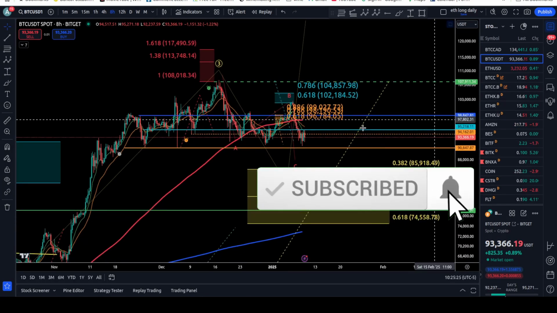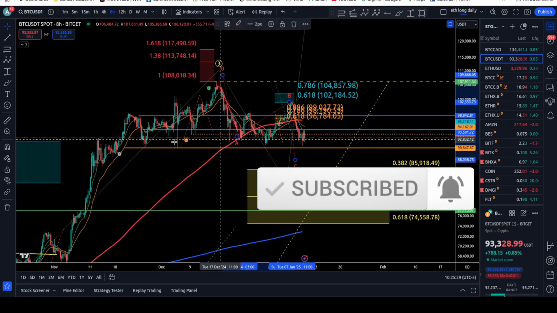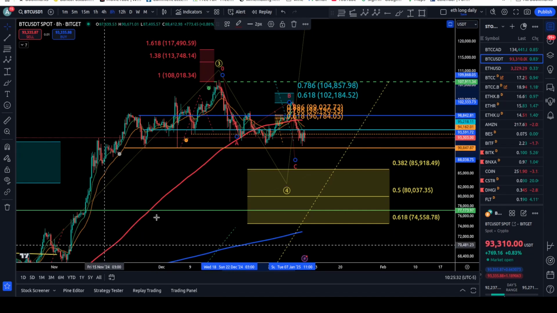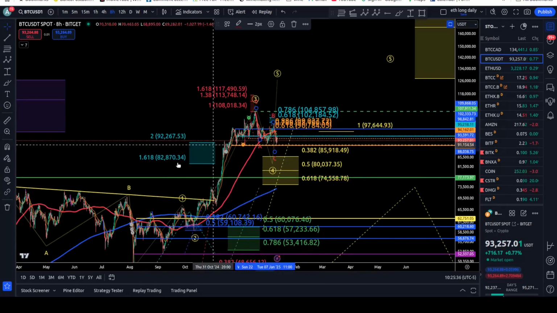This is a more accurate one, as you can see. Just the bigger picture, 8 hours. Let me zoom out a little bit so we can see where we're going.